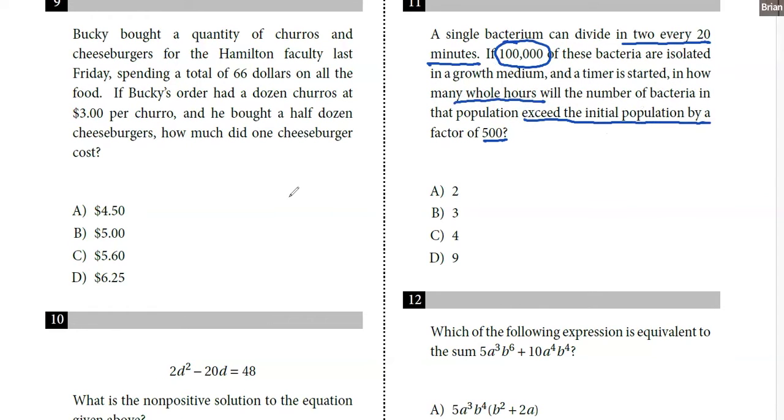So if we express this as an exponential inequality, we're going to have that 500 times 100,000, which is going to be 50 million, has to be less than or equal to our original population, 100,000 times 2, and 20-minute periods.